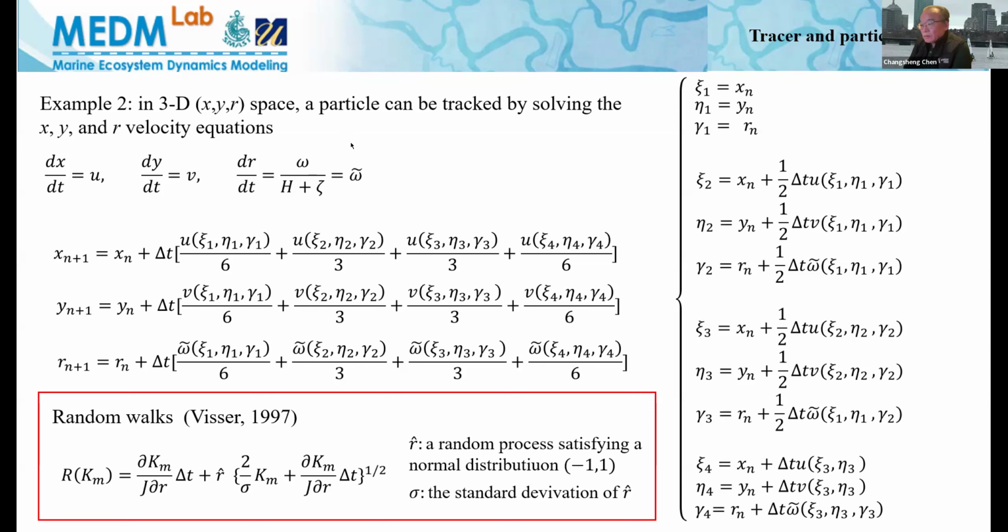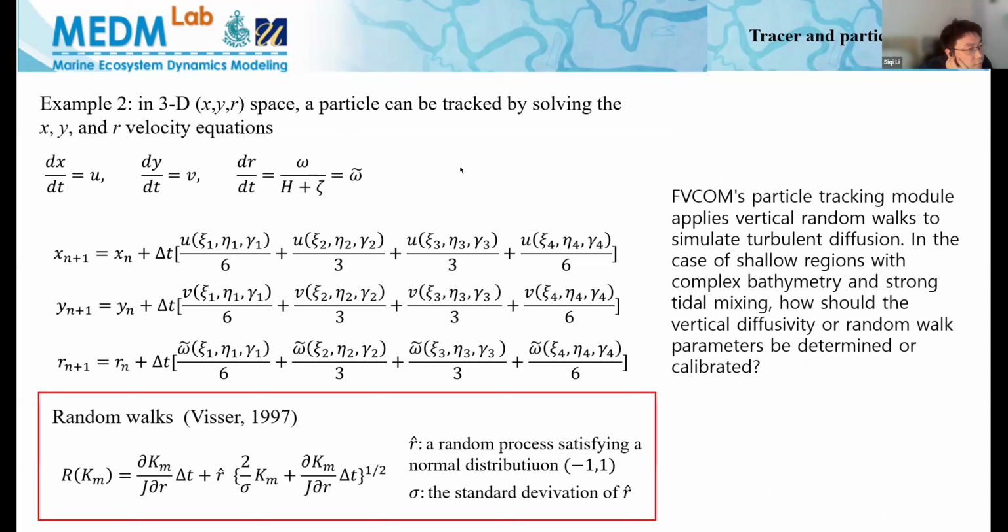Oh, I'm sorry. Could you please repeat the last part again? Sorry, I don't follow you. He said how the vertical diffusion and random walk parameters should be determined or calibrated. Okay, I can answer this question later. Okay, thank you.